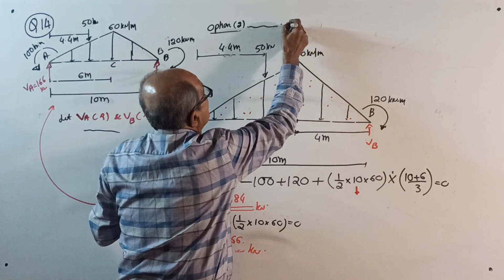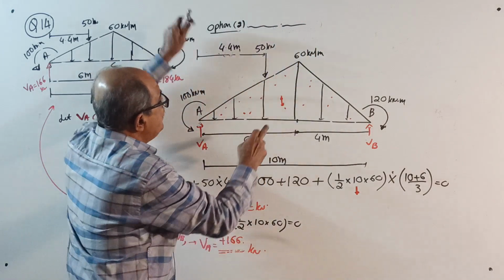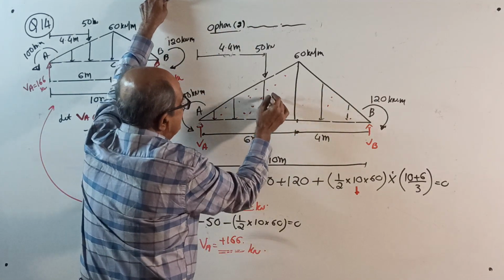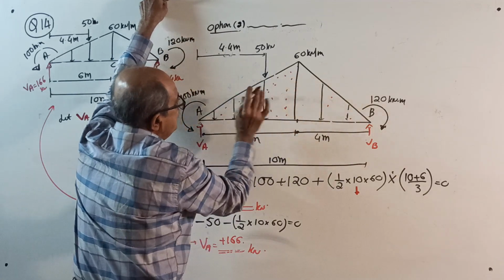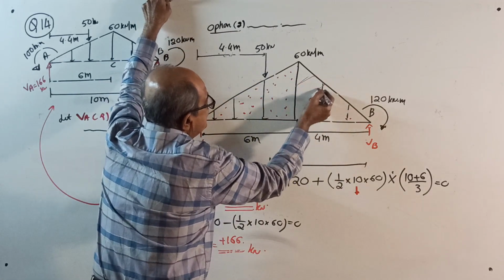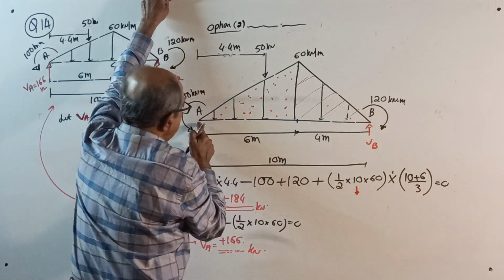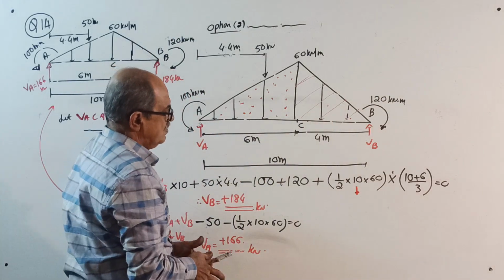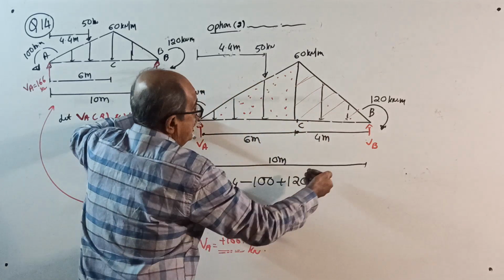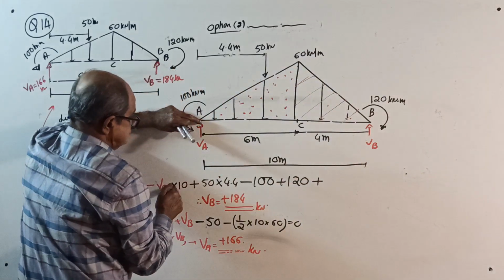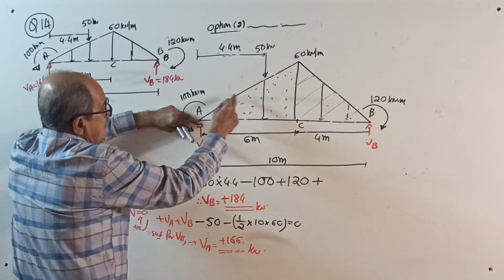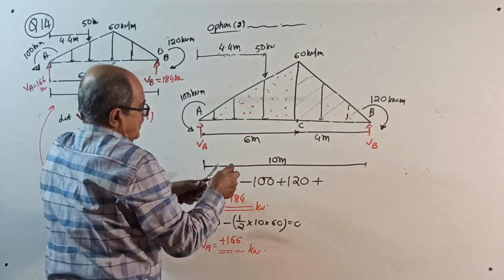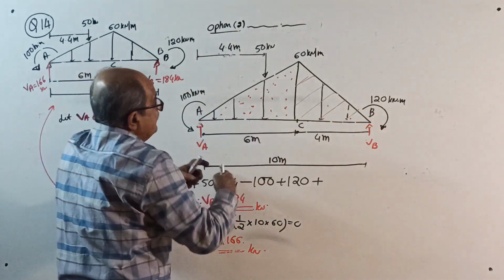You only write. For those who had difficulty with the centroid problem, what you do? You write here. See, this is one load. You take this as second load. So A to C and C to B, take separately. Then minus VB into 10 plus 50 into 4.4 minus 100 plus 120, then plus C.